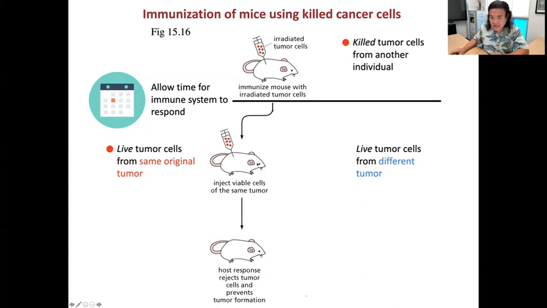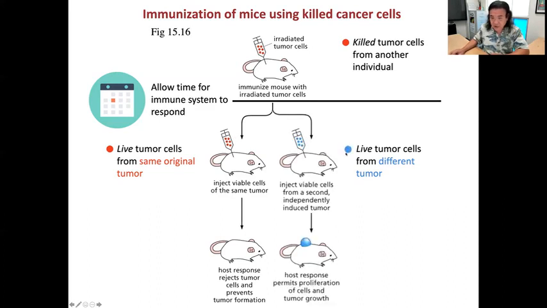But what happens if you take that same mouse that built up immunity against the red tumor and you inject it with blue tumor cells that came from a different tumor? What you find is, unfortunately, this mouse never previously had the opportunity to learn the antigenic signals of the blue tumor cell, even though it knows the antigenic signals from the red tumor cell. Unfortunately, it does not have protection.